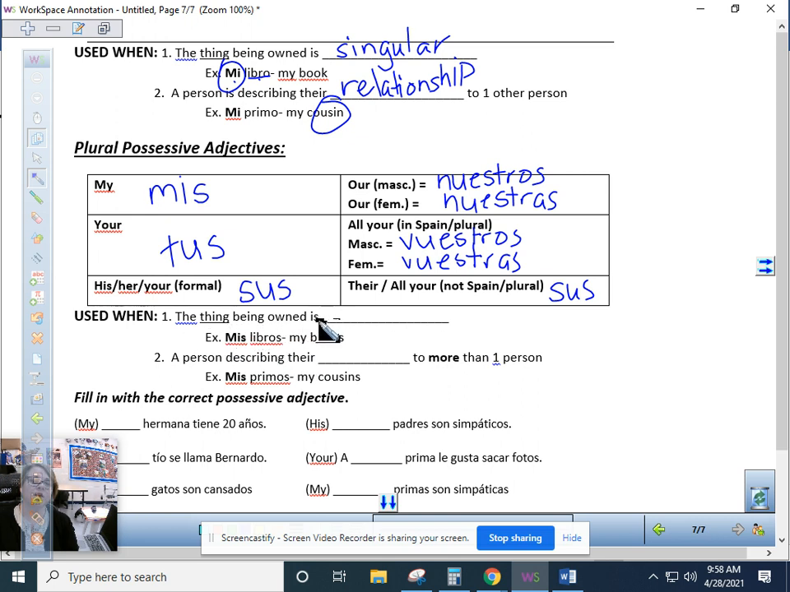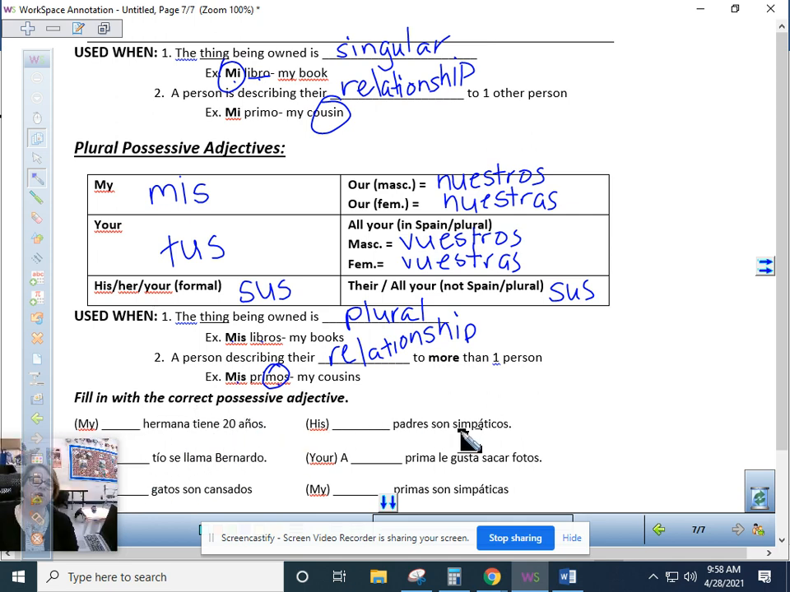The thing being owned. So when do we use the plural possessive adjectives? When the thing being owned is plural. So for example, here we pluralized books, so we would need to use mis, right? A person describing their relationship to one or more persons, or people. So here we have cousins, primos, so you need mis, okay?